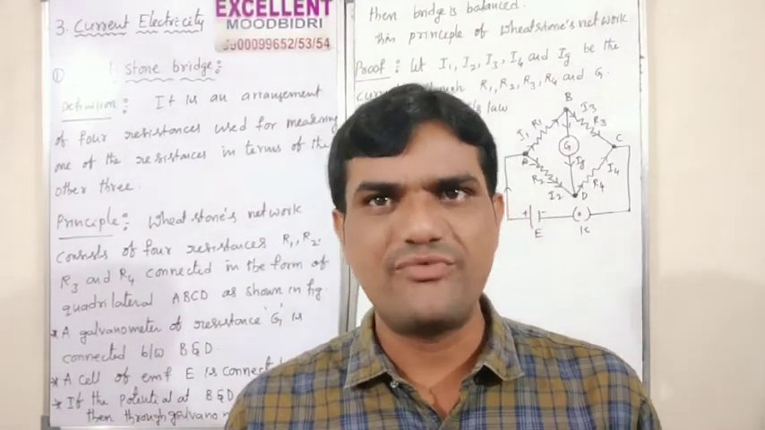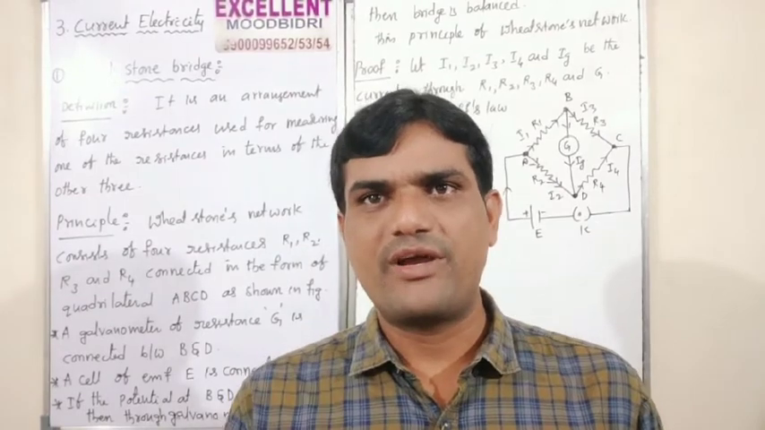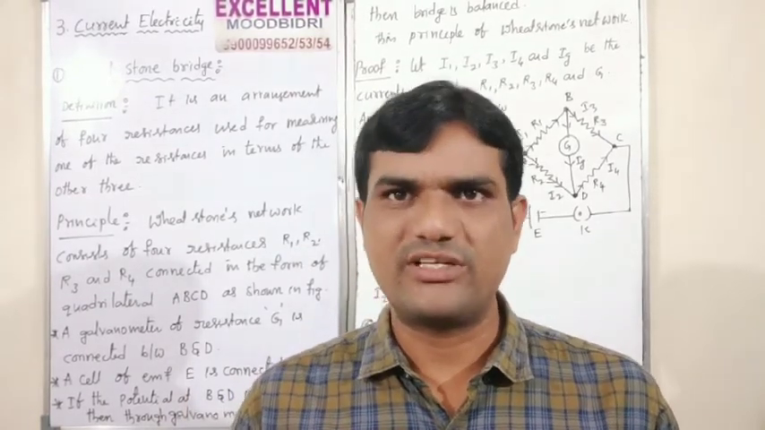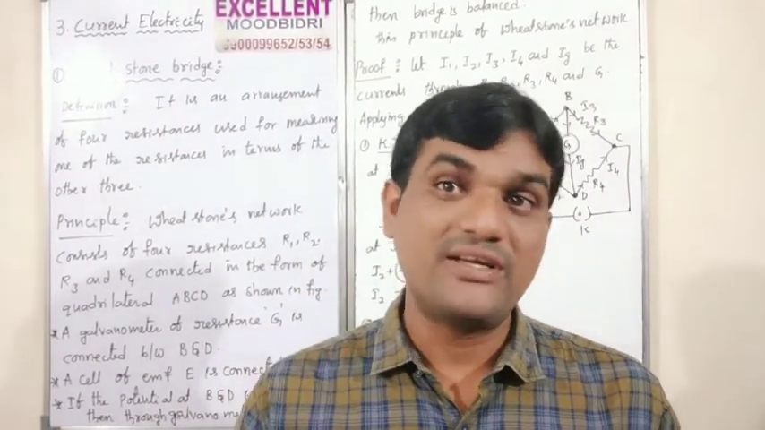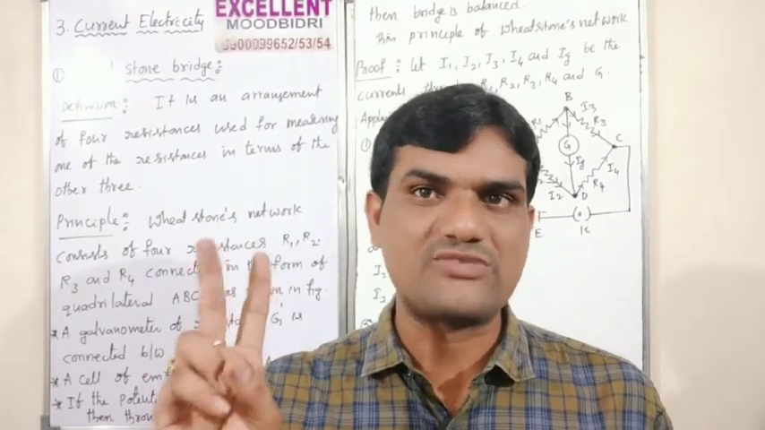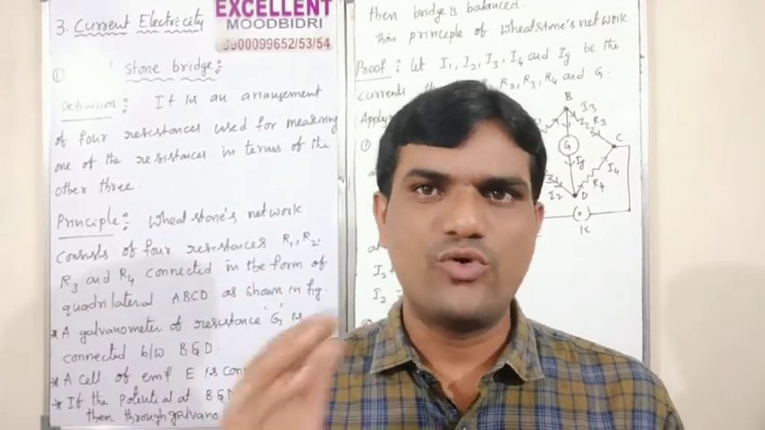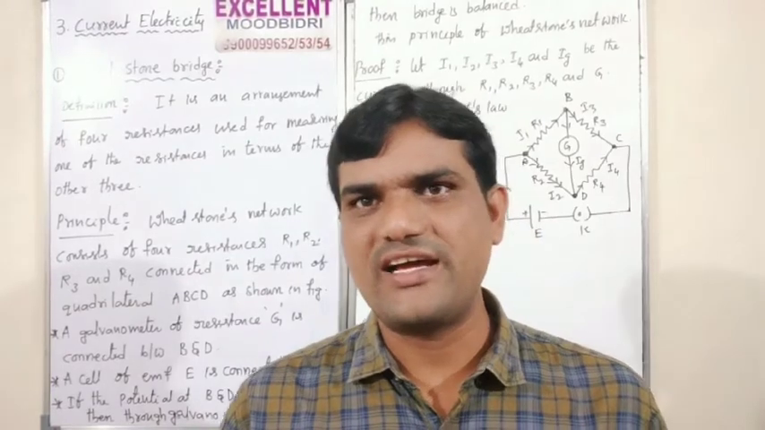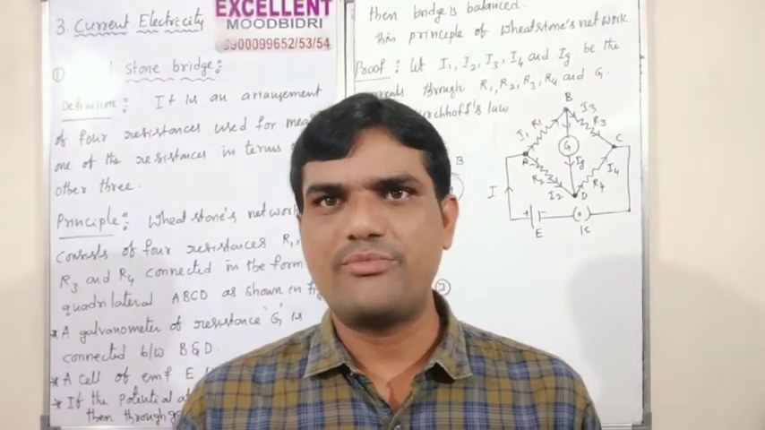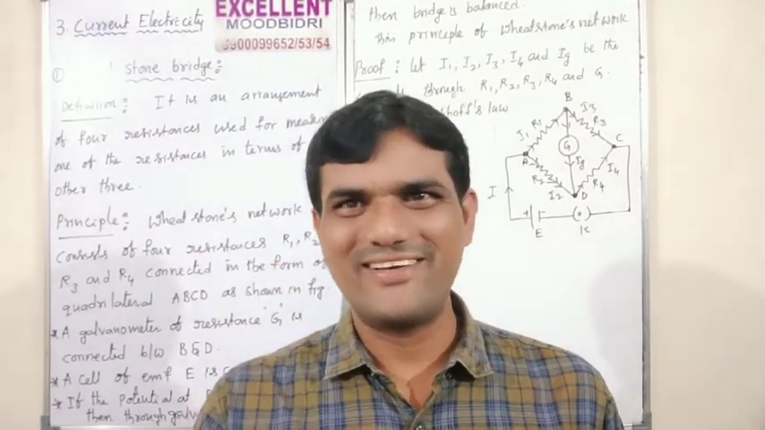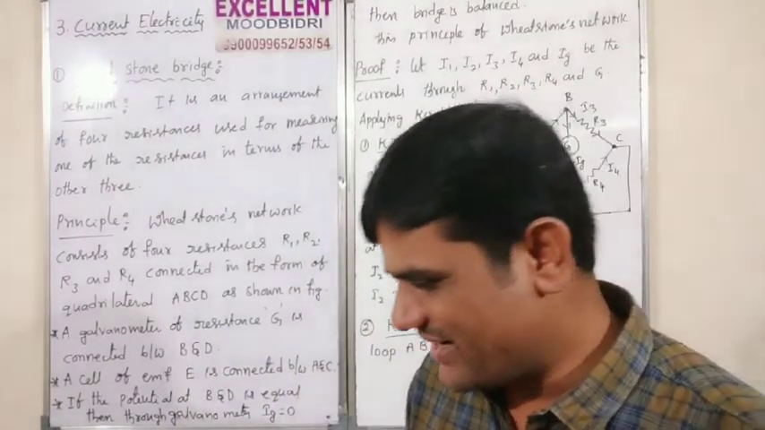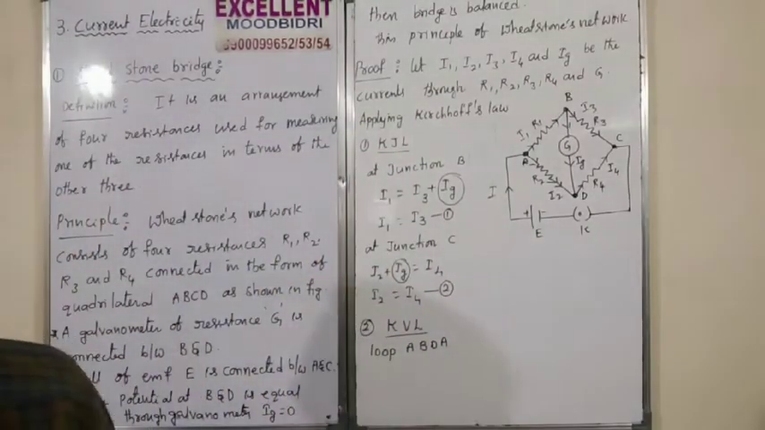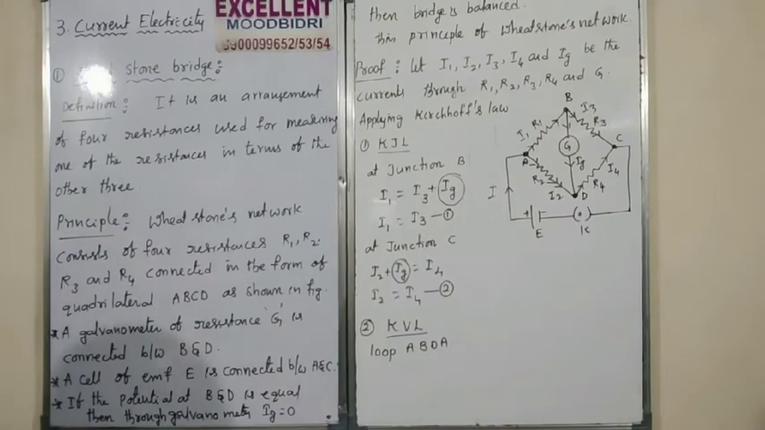That means the balanced Wheatstone bridge: R1 by R2 is equal to R3 by R4. That formula we can derive with the help of Kirchhoff's two laws, the junction law as well as the voltage law. You have to remember the voltage law, and the junction law also. So what is the meaning of Wheatstone bridge? This is the 5-mark question.